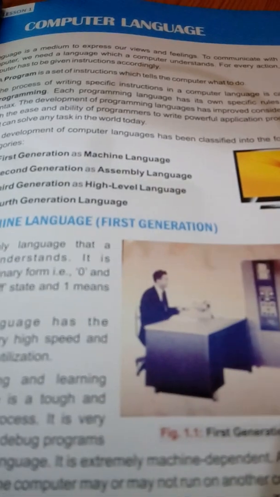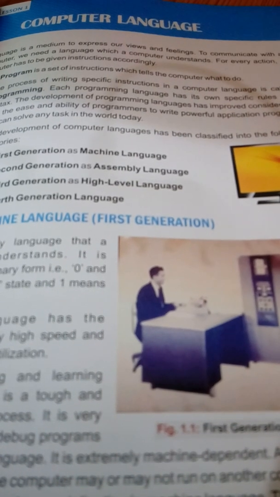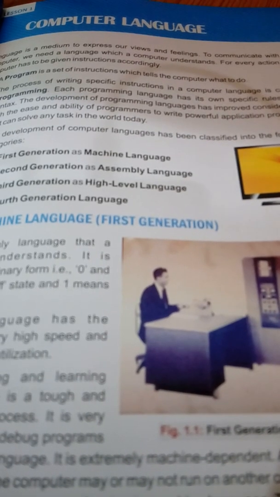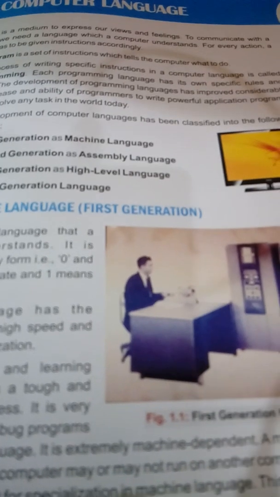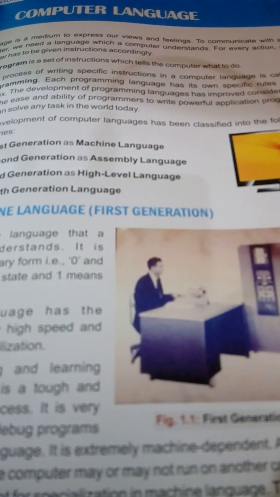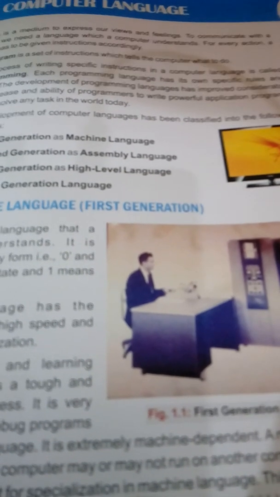Now we are talking about program. A program is a set of instructions which is used by the computer to perform any task. The process of writing specific instructions and programs in a computer language is called programming. Each programming language has its own specific rules, because C++ has some rules and regulations, and other languages also have their own unique rules, regulations and syntax.